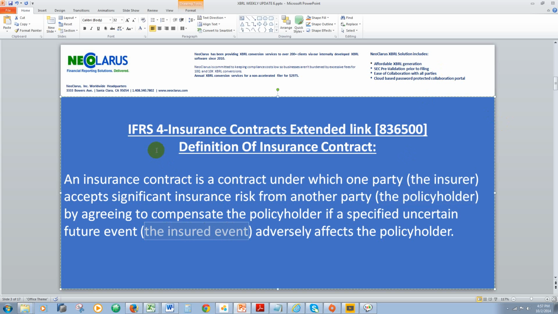An insurance contract is a contract under which the insurer accepts significant insurance risk from the policyholder by agreeing to compensate the policyholder if a specified uncertain future event, the insured event, adversely affects the policyholder. So briefly we can say that the insurance contract is a risk mitigation strategy of the policyholder to protect itself from the negative financial impact of the occurrence of an undesirable event which may happen in the future.